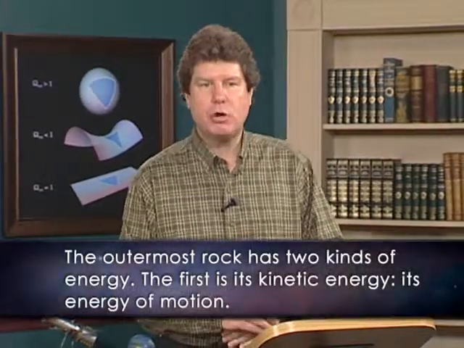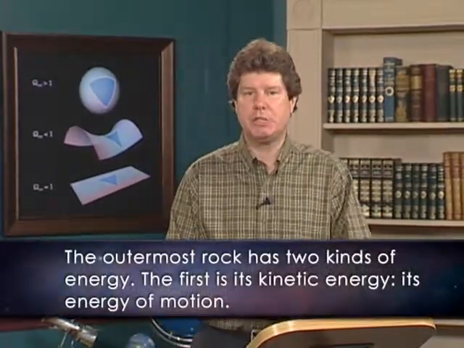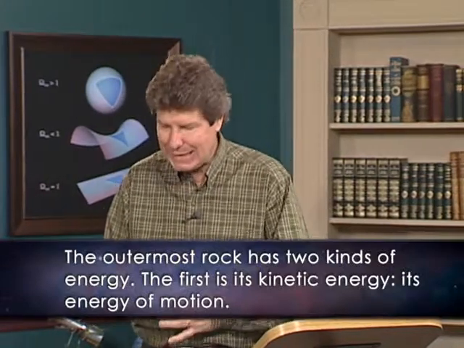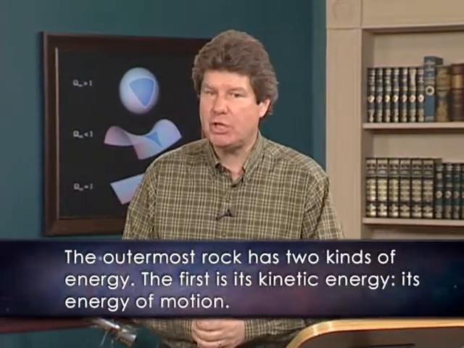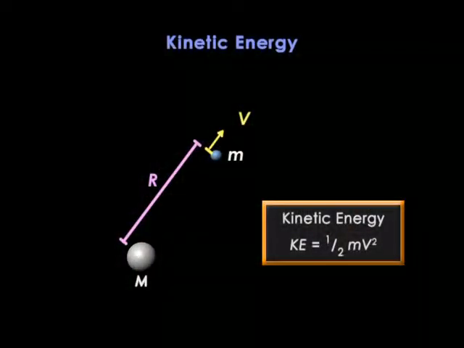Now, it's important to realise that the outermost rock has two kinds of energy. The first is its kinetic energy. It's energy of motion. If it hit you, this energy would hurt you. In math terms, kinetic energy, Ke, is given by a half mv squared, where little m is the rock's mass and v is the rock's velocity or speed.